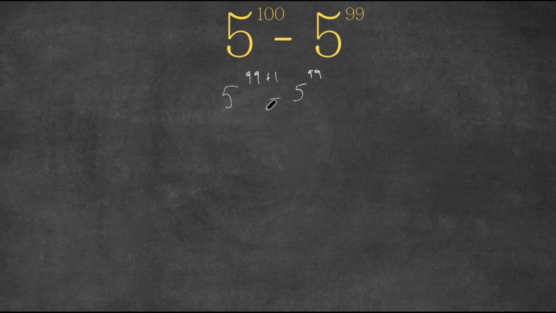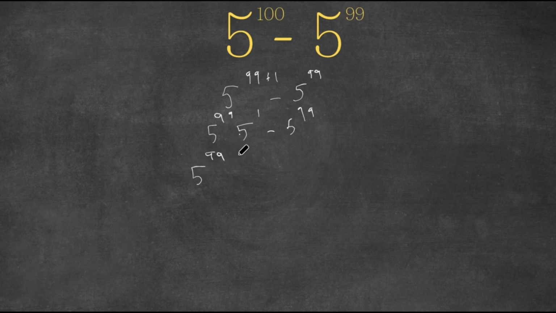So let's convert 5 to the power of 99 plus 1 into 5 to the power of 99 times 5 to the power of 1. And we're still subtracting 5 to the power of 99. Now, because we have two 5 to the power of 99s, why don't we factor that out? We're going to factor out 5 to the power of 99.